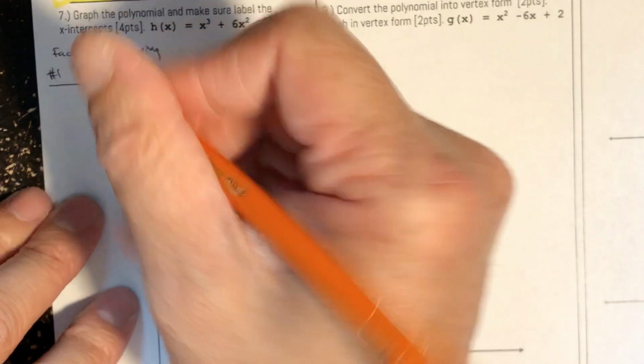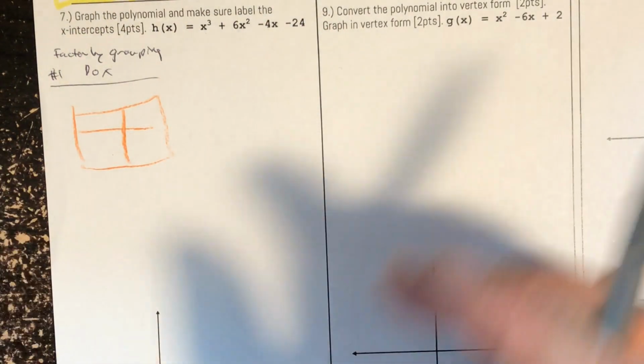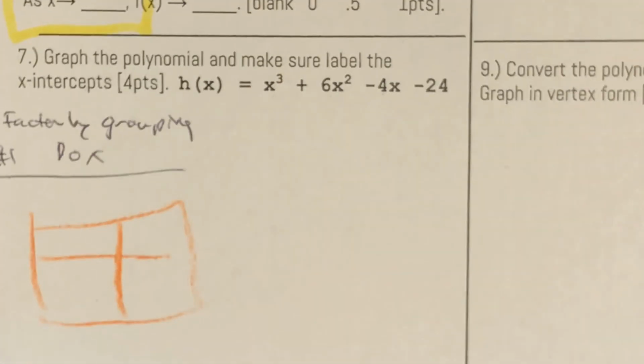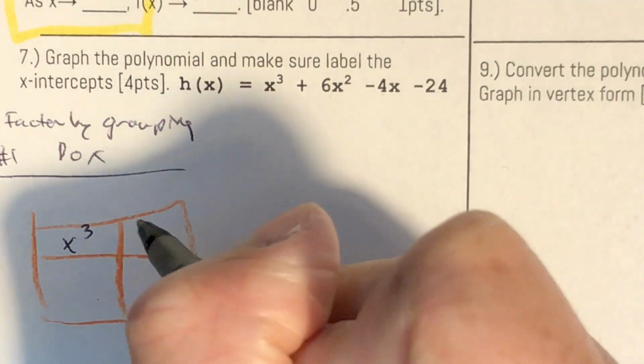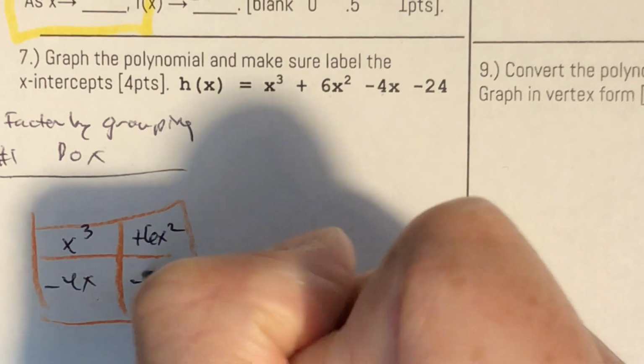The first one is just using a box. Let's draw a box. I'm going to basically put my 4 terms into the box. I have x cubed plus 6x squared, negative 4x, and minus 24.